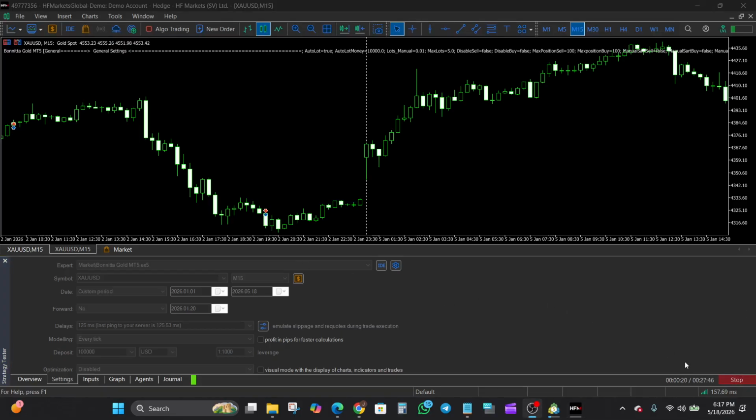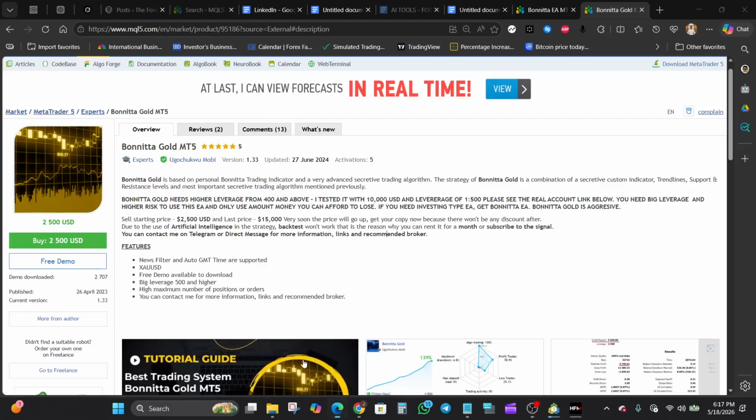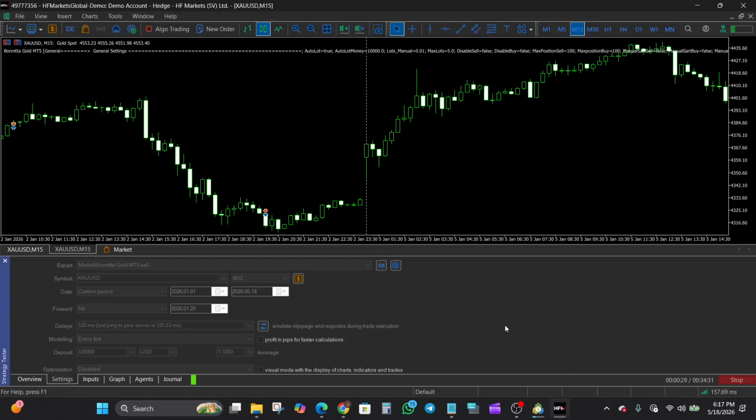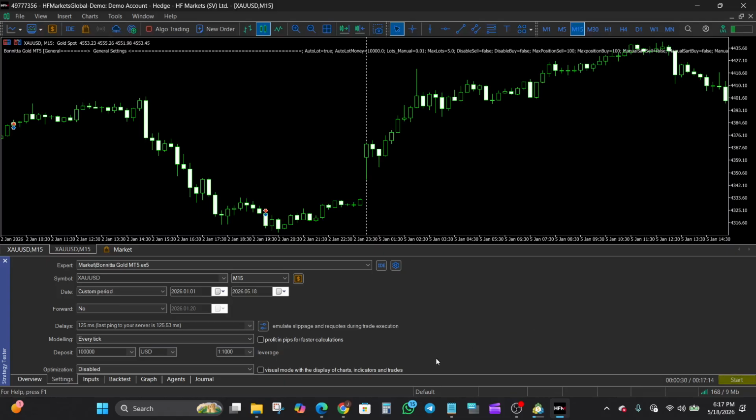Okay, considering the fact that the developer has already said that backtesting won't work, I feel like we might not really need to wait this whole time for that every tick modeling to give us a result. So let's just use a faster option, which is less accurate. Let's just use the 1 minute OHLC option, for example.